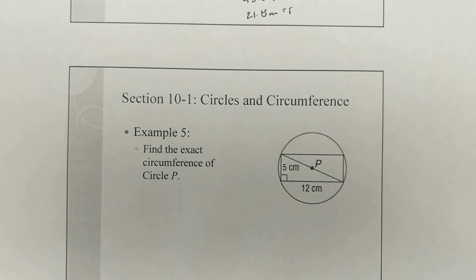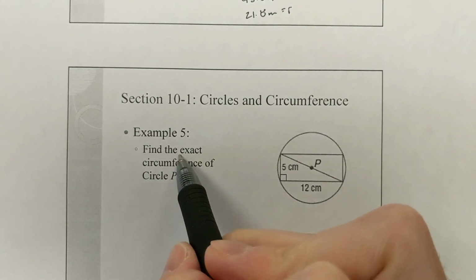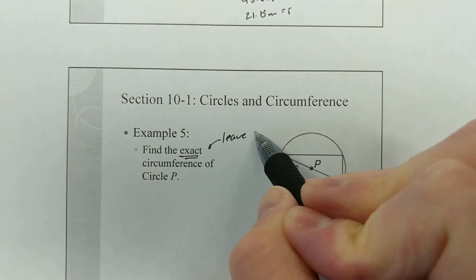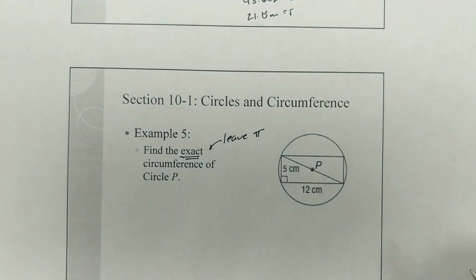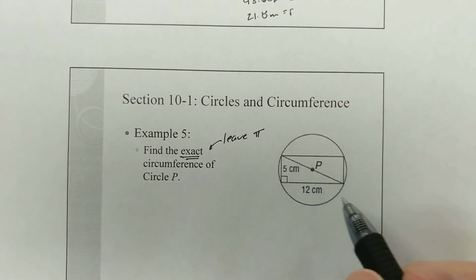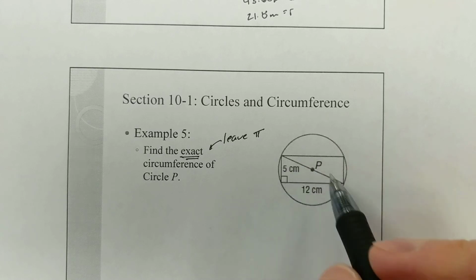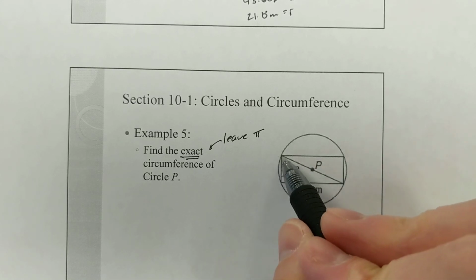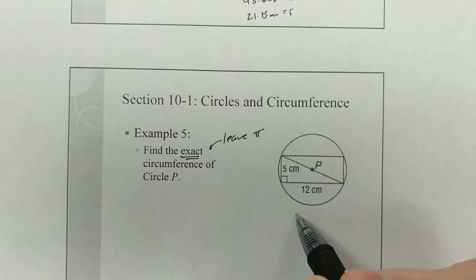All right, last example here. Find the exact circumference of circle P. Now note, since it says exact, I cannot have decimal values, which means leave the pi in. Don't multiply the pi symbol out. So I need to figure out the diameter of this circle first. Now, if you notice, there's a rectangle drawn in here, and a half of a rectangle is a right triangle, so I can find that distance there by doing Pythagorean theorem.